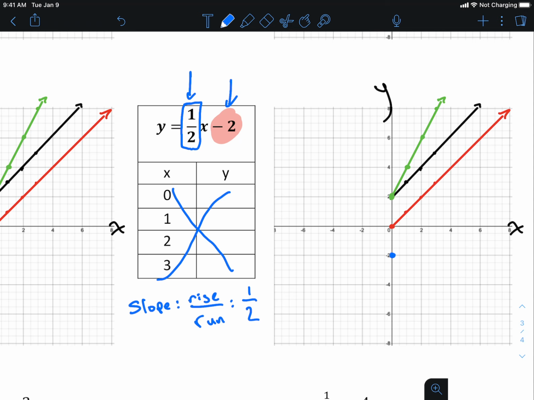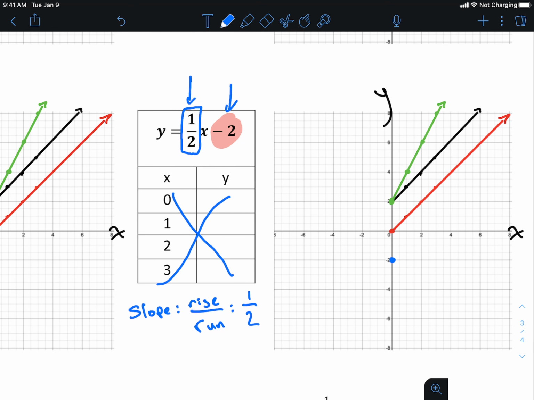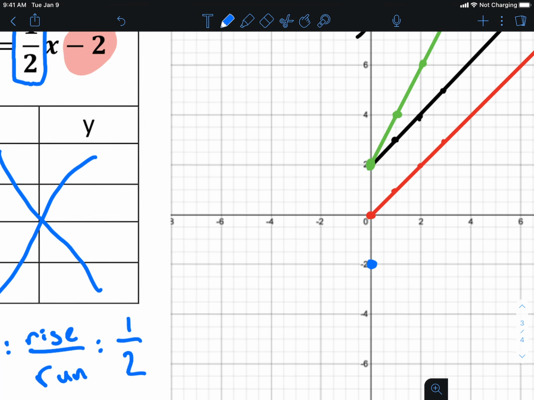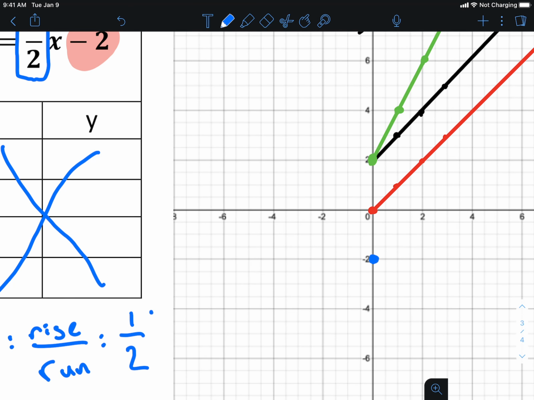So where am I starting? At 2. At negative 2? -2. You know what I mean. I know what you mean, but okay. So I'm gonna start at -2, and what's it telling me to do? Rise 1. I'm gonna go up 1, and then right 2. Up 1, right 2.